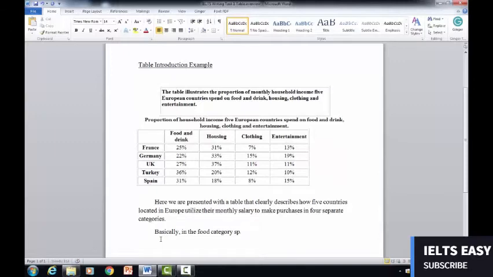Basically, in the food category, Spain and Germany occupy the highest and lowest percentages.